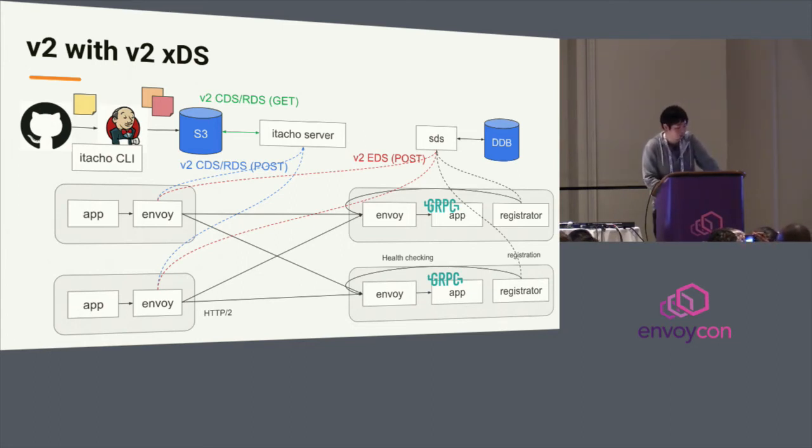And for V2 EDS, we implemented the V2 EDS API in our custom SDS server. The registration and deregistration are the same as before. Okay, so this is our service mesh architecture.